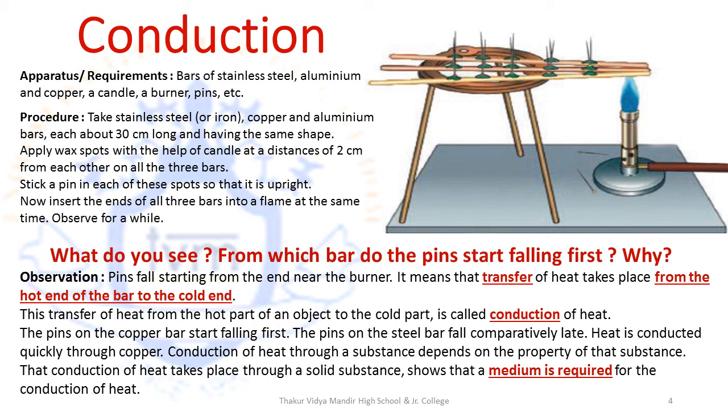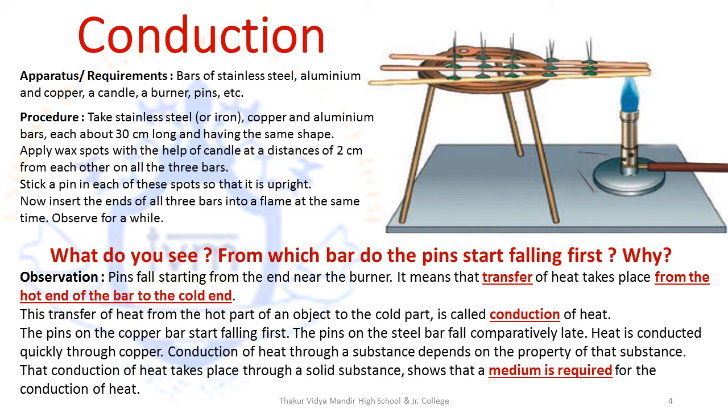This means that the transfer of heat will take place from the hot end of the bar to the cold end of the bar. How can you see the transfer of heat? If you notice where the tip of the flame is, there is no pin, there is no wax. A little distance further you will see that the heat will travel, which will melt the wax, the pins will fall down. If you wait for a longer period of time, you will see all the pins will fall down.